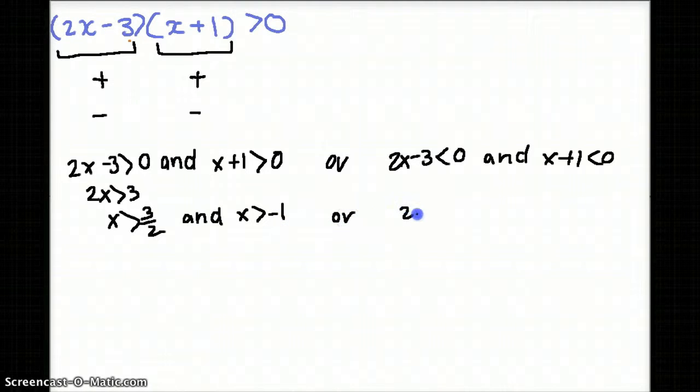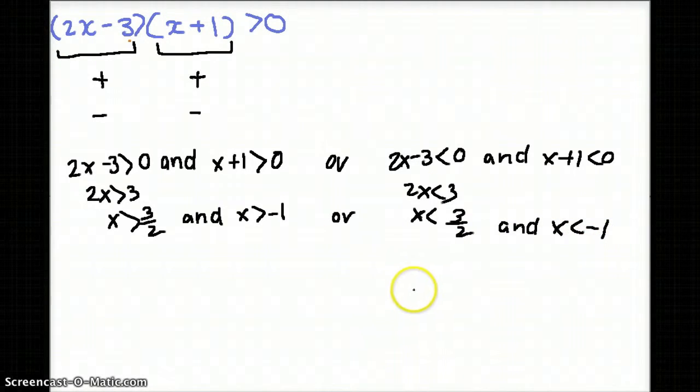Or we have, so this should be, x is less than 3/2, and x is less than −1. We're just going to simplify both of the inequalities on both sides. So when we say x is greater than 1.5 and x is greater than −1, basically we can just say that x is greater than 3/2, right?